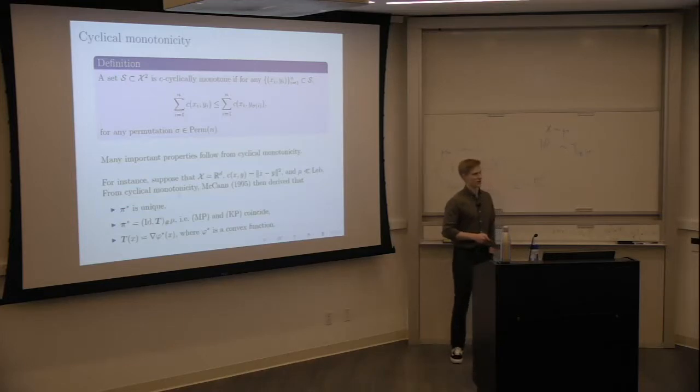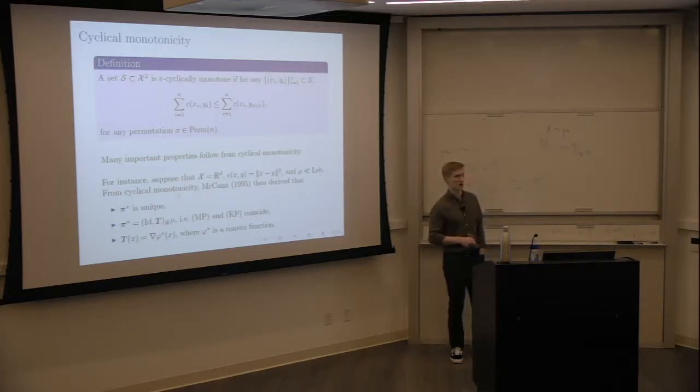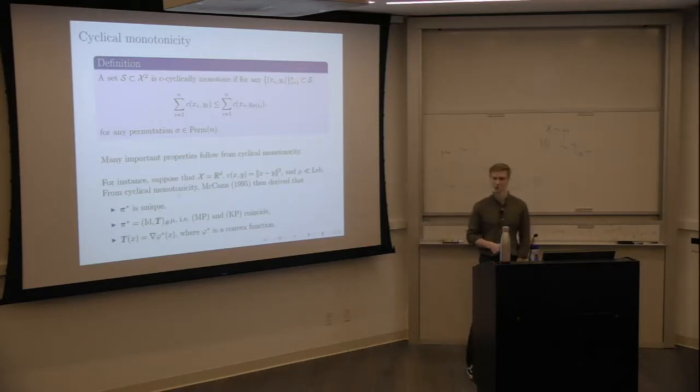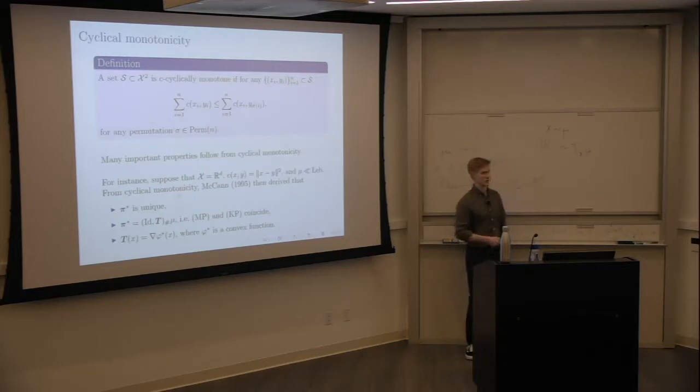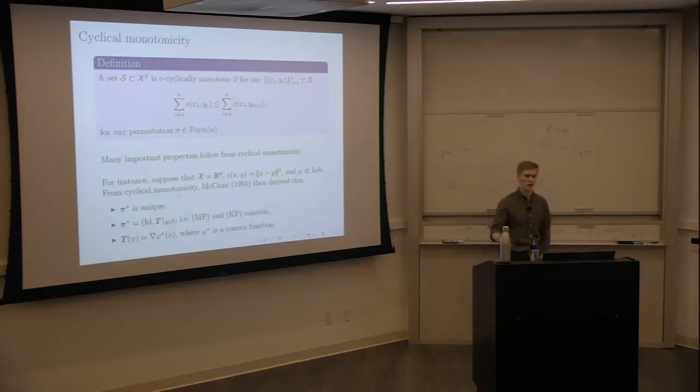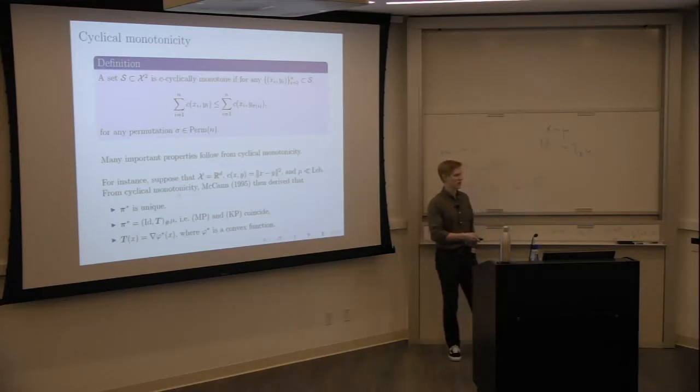For example, if you take this important special case where X is a Euclidean space, and we're working with the canonical distance squared, so the Euclidean distance squared, and you assume that the measure mu has a density with respect to the Lebesgue measure, then from cyclical monotonicity alone, more or less, you can derive the following. In this setting, pi star is unique, right? That's saying a lot more about the solution than we were able to say so far, right?